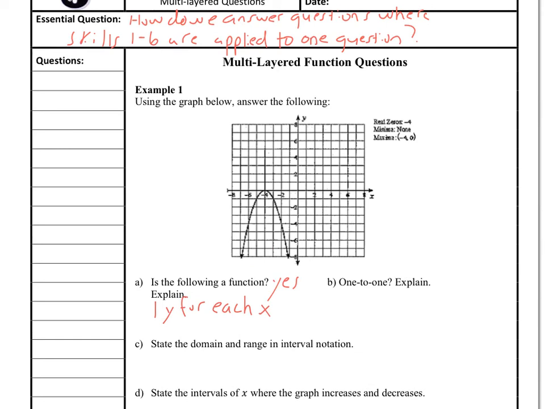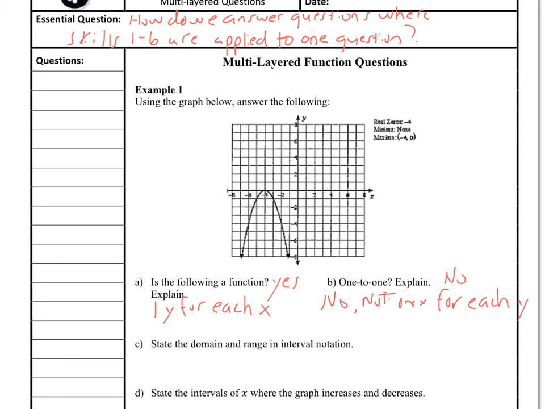So the answer is no. Obviously it passes the vertical line test, but we draw a horizontal line across and it just doesn't work. Okay? So we say no, and if the horizontal line test is not working, there is not, no comma, not 1x. That's supposed to say 1x for each y. Again, that's supposed to say no, we do not have 1x for each y.